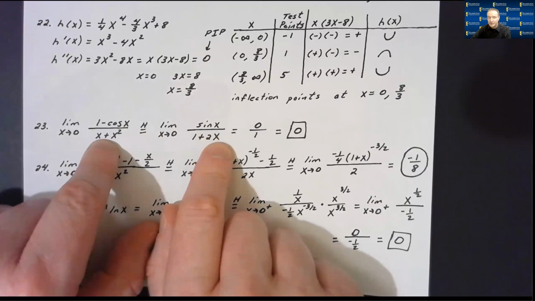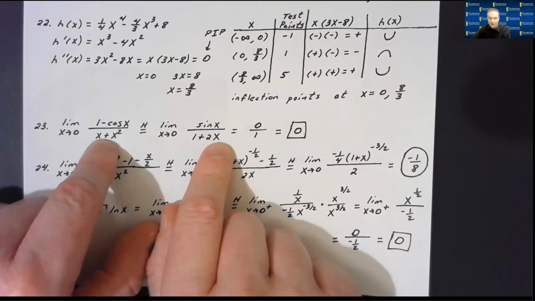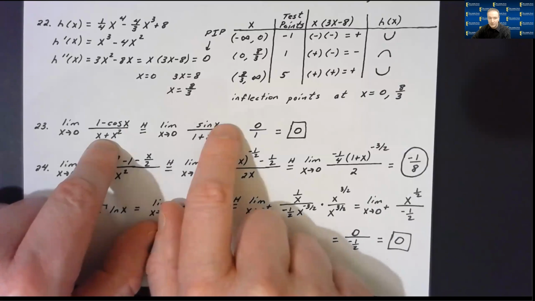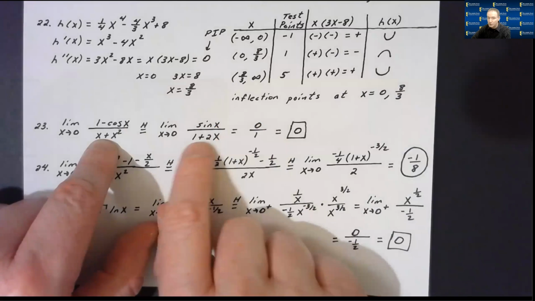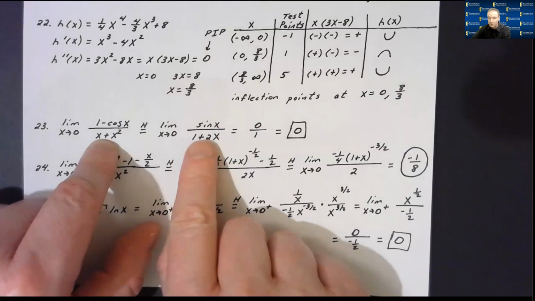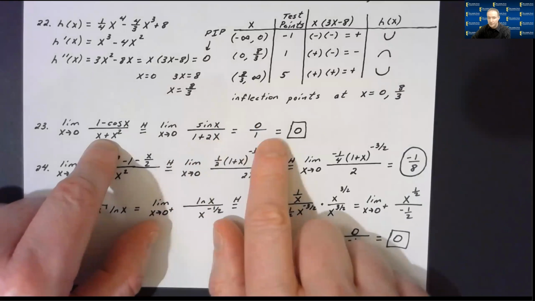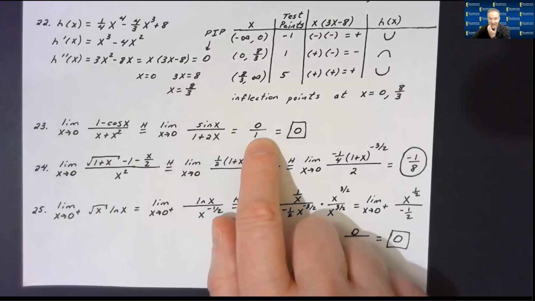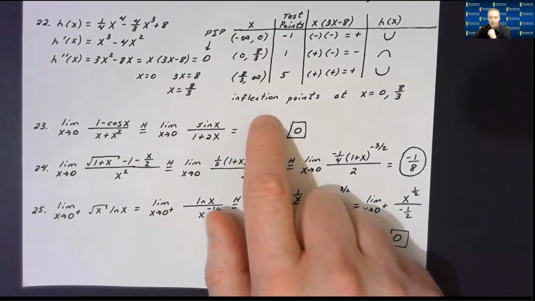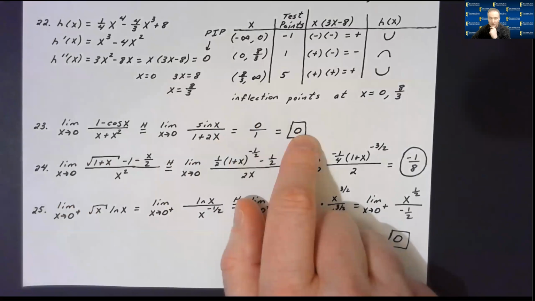And the reason you're done is because of what I was just saying about L'Hopital. L'Hopital only applies when it's 0 over 0 or infinity over infinity. If you try to plug in your 0, yeah, your numerator is 0, but your denominator is not. It's 1 plus 2 times 0, so your denominator is 1. As soon as that denominator is no longer 0, you're done with this problem. 0 divided by 1, final answer of 0.